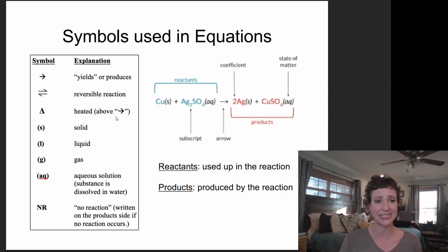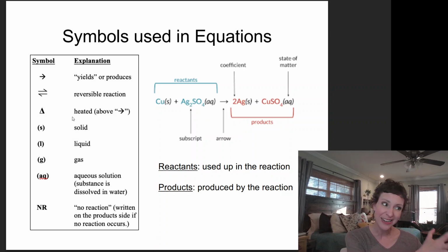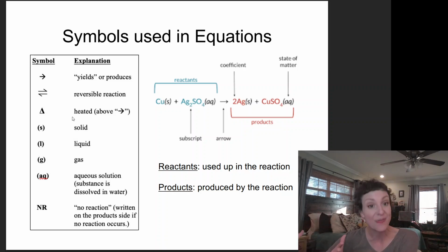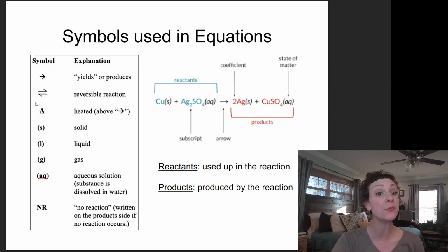Sometimes it won't be a single-headed arrow. Sometimes it will be a double-headed arrow. And that just means that that reaction has the ability to be reversed, which means not only can I take my reactants and turn them into products, I can take my products and maybe run them back into the reactant side as well. Occasionally, reactions will need to be heated in order for the reaction to occur.